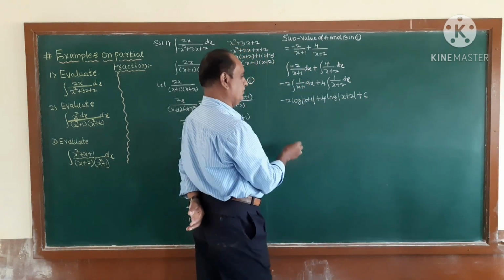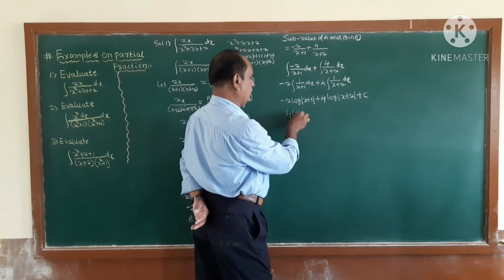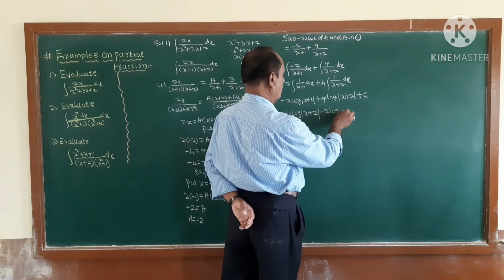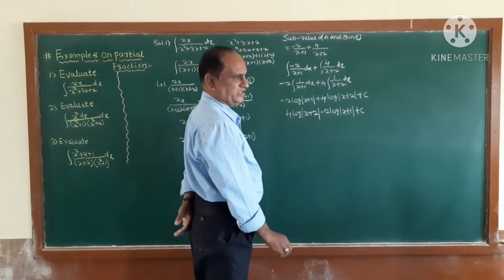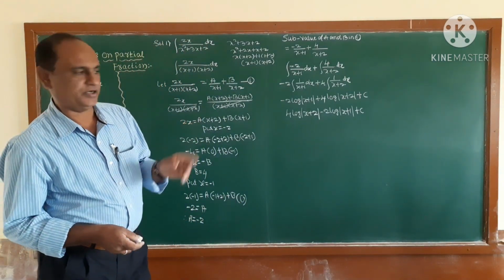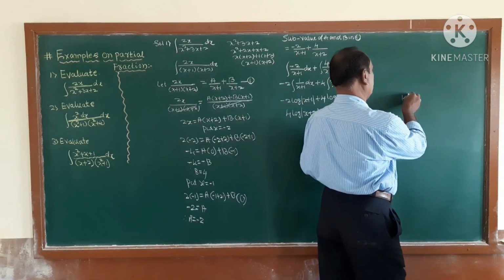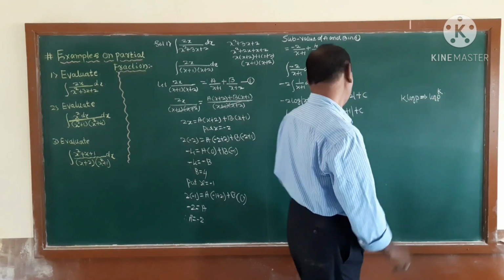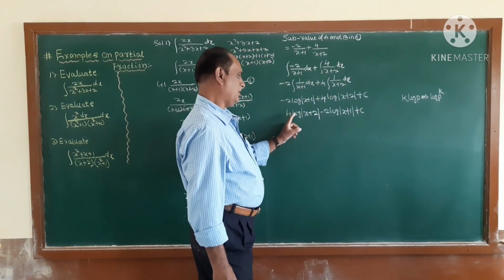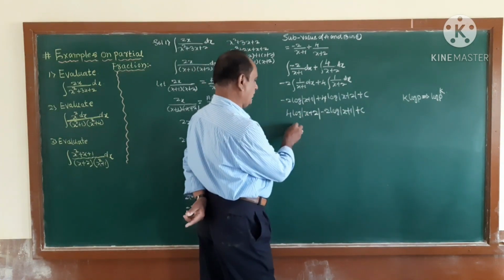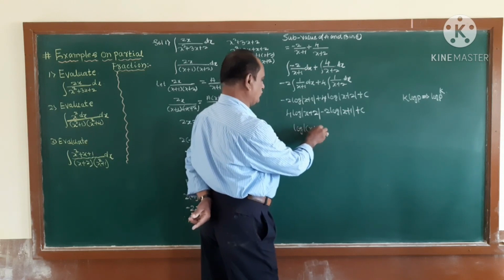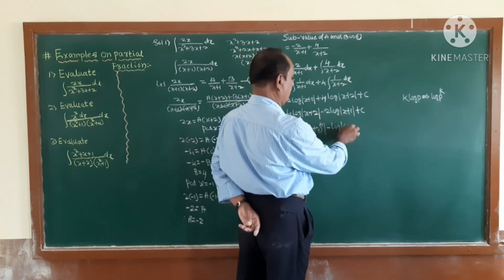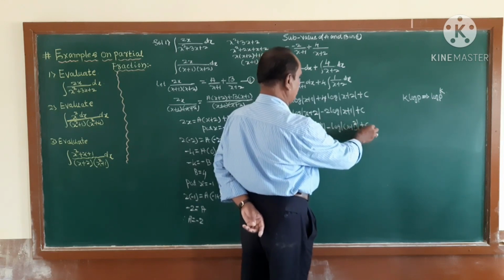Further, if you are interested to simplify, the positive term first: 4 log|x + 2| - 2 log|x + 1| + C. Next, apply the logarithm property: k log p equals log of p to the power k. So this becomes log|x + 2|^4 minus log|x + 1|^2, plus C.